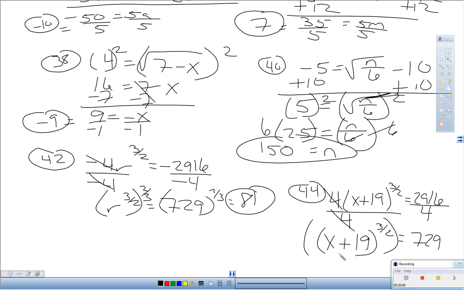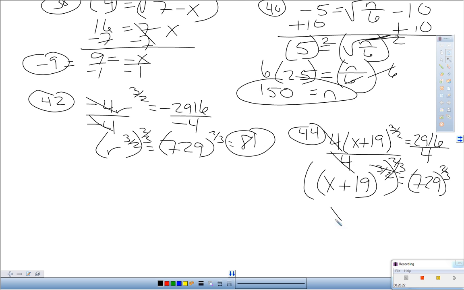And then let me do my reciprocal. My reciprocal is going to be 2 over 3. So let me plug that in my calculator. 729 to the 2 over 3. That's 81. So that's going to give me x plus 19 equals 81. And then just subtract 19 from both sides. And that gives my answer of 62.